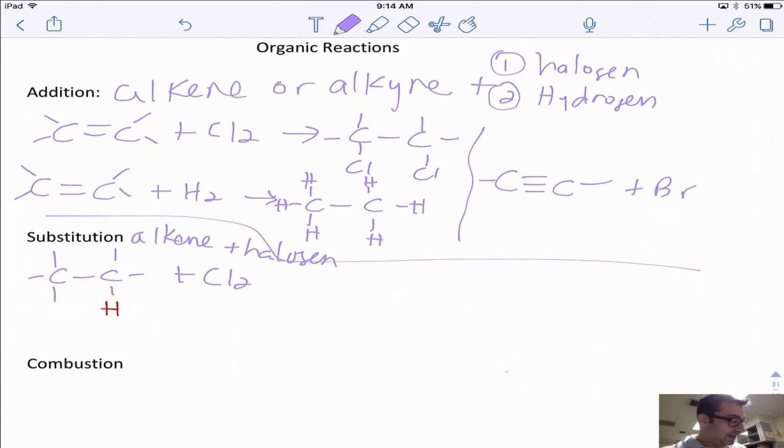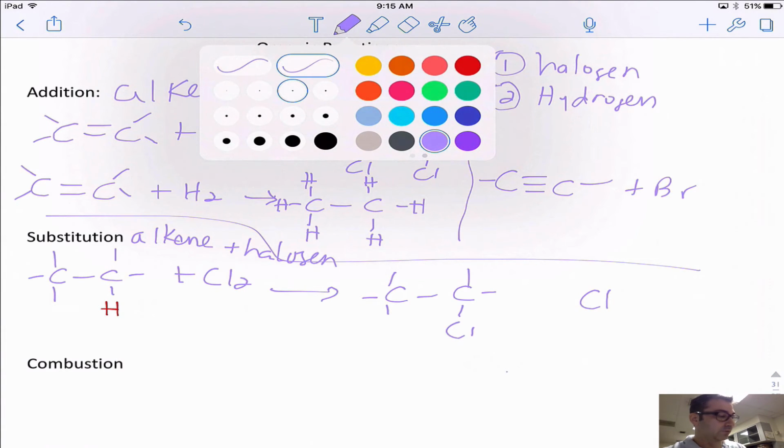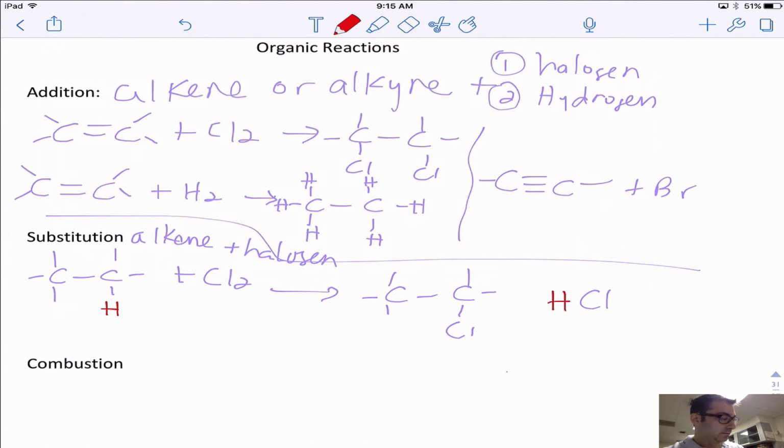And so what we get is a substitution. So now the Cl will go in for that H. The other Cl will pair up with the H that was replaced. So we'll get this product. So now we'll get a halide, and we'll get an acid.